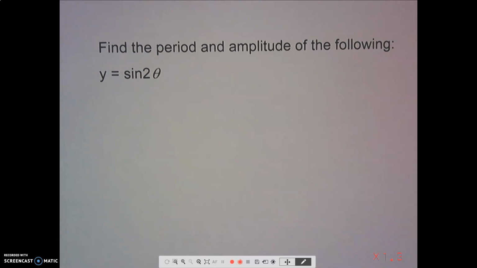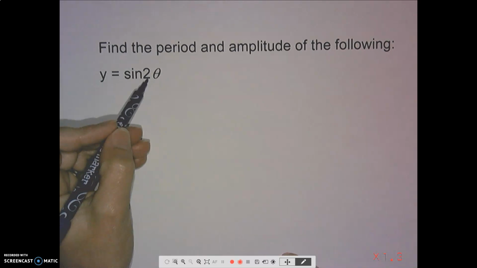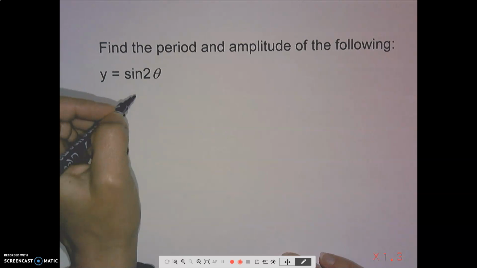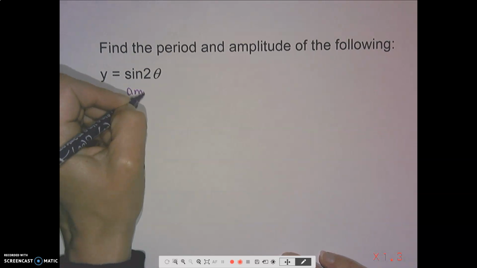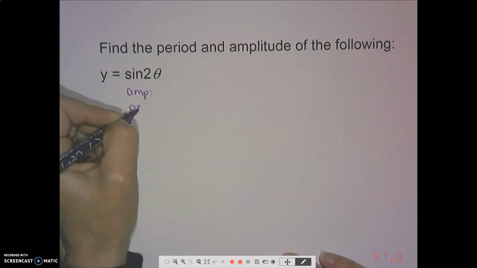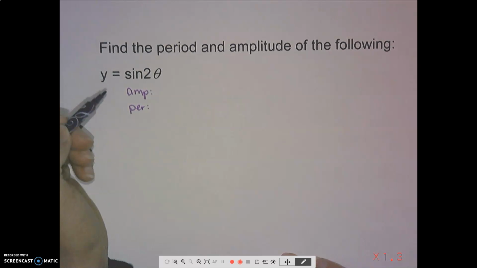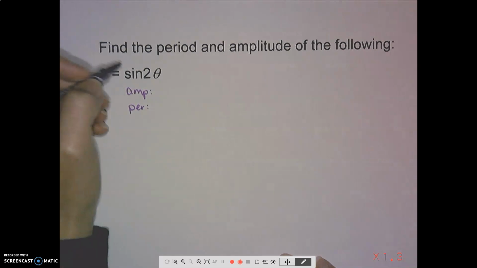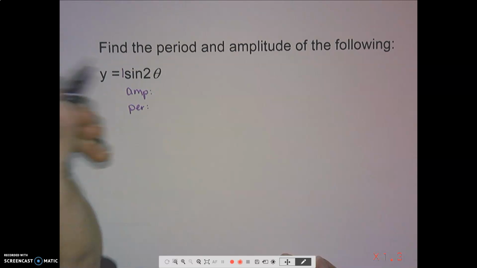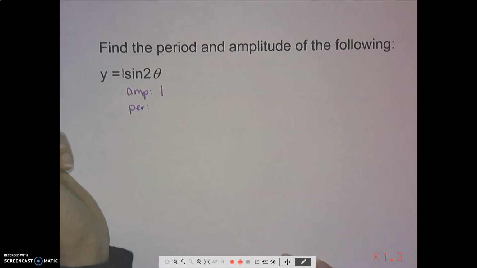All right, so what happens if we move that 2? Instead of it being out front, it is now in front of the theta. So I'm going to change up the order of what I'm finding because I know that amplitude is easier to find. Amplitude is the absolute value of the number out front. Since there is no number, it's a 1, so the amplitude is 1. That means that this sine curve would go 1 up or 1 down from the midline, which is the x-axis.